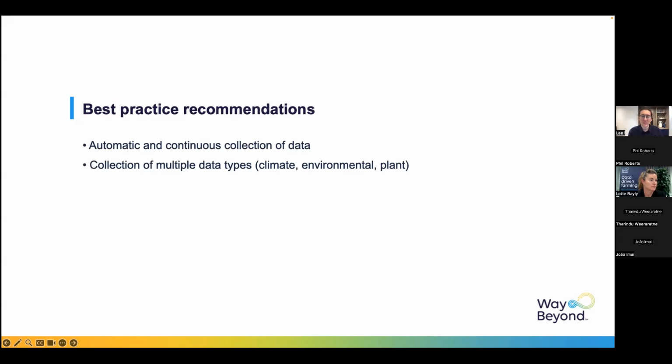Collection of multiple data types. So adding on to that continuous data, we want to collect as many data types as we can. The more data types we collect, for example, climate, irrigation, plant data, the more able we are to correlate different factors to different effects. We may want to understand how irrigation affects our production, or how climate and irrigation together may affect our disease risk. And so without collecting that data, we're not able to do that.